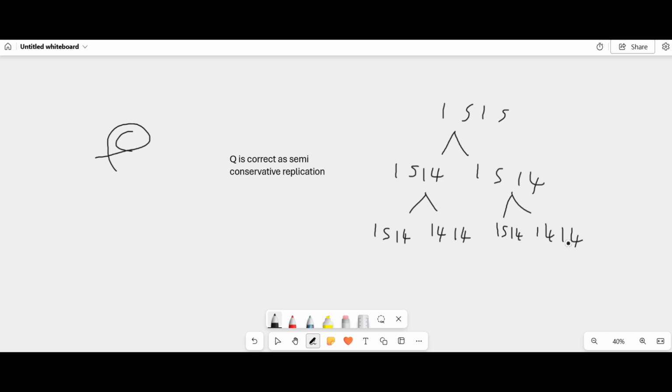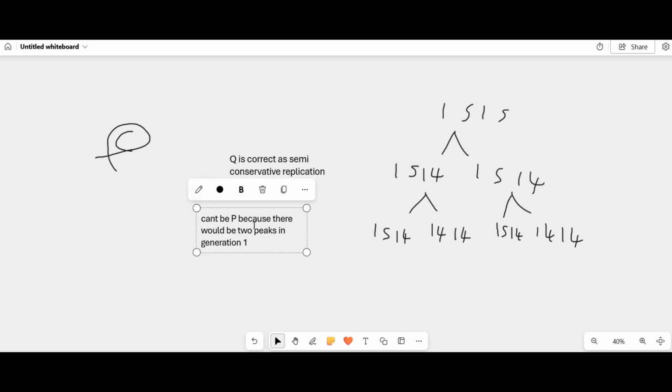It can't be P, because if it was P, there would be 2 peaks in generation 1. If you look at P in generation 1, you've got 1 heavy strand and 1 light strand, so it's not going to be 1 peak. It's going to be 2 different peaks, 1 heavy peak and 1 light peak. So it can't be that.